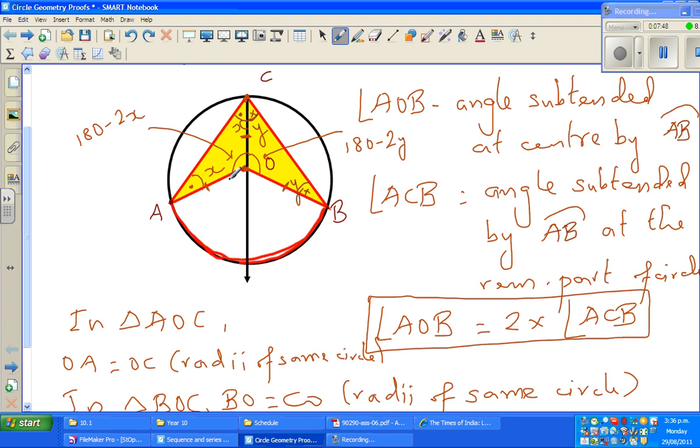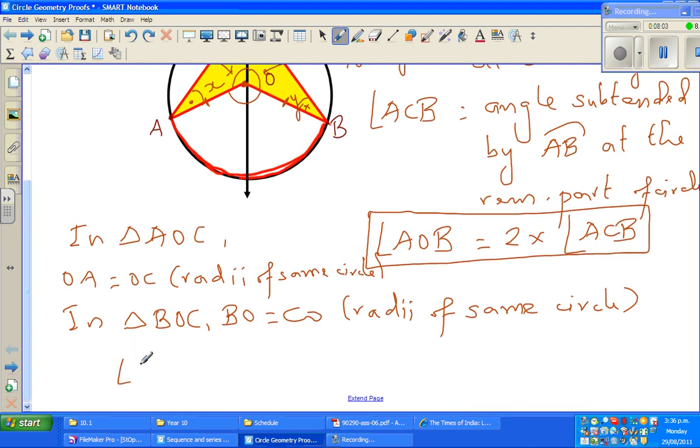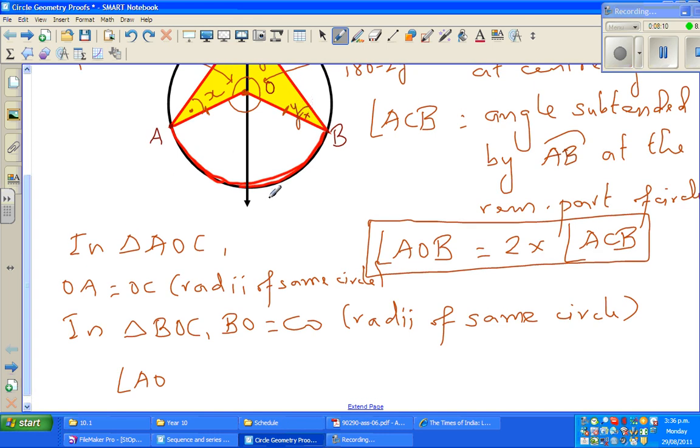Now these three angles, AOB, AOC and BOC, add to 360. So let me write this. Let us name this point D. Can I say angle AOB, this whole angle, plus angle AOC plus angle BOC is equal to 360 degrees, since angles at a point add to 360 degrees.